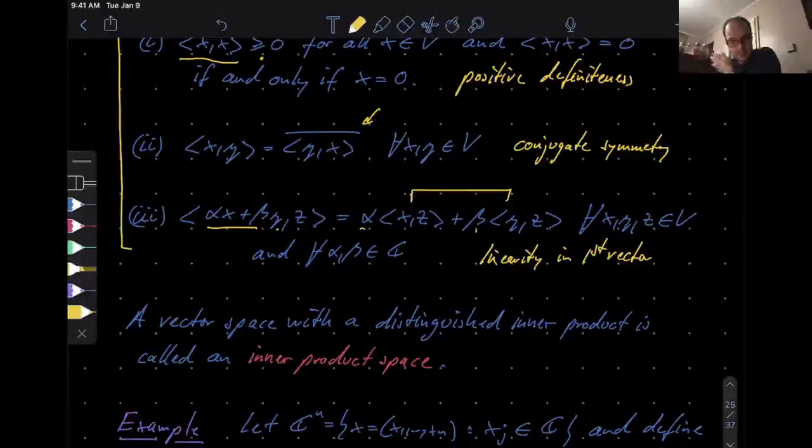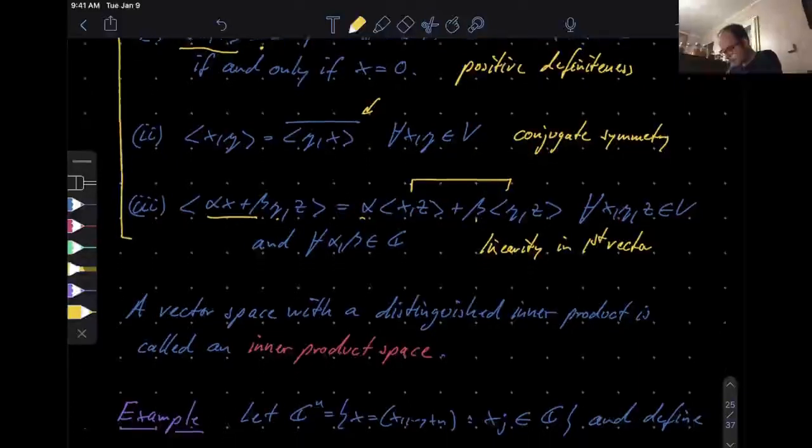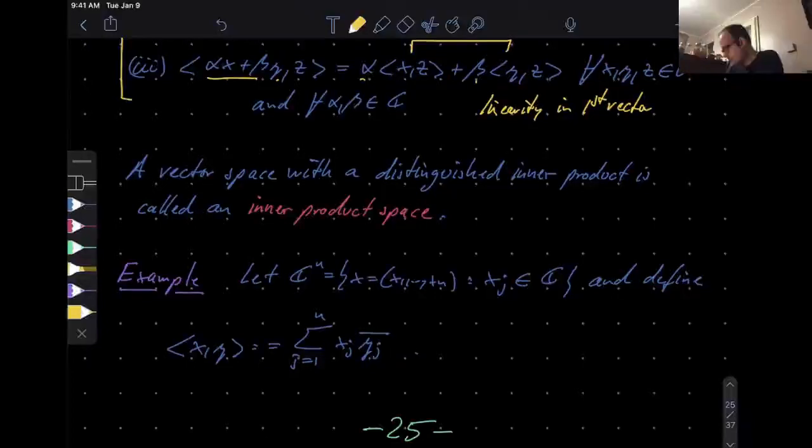Some authors do it in the first vector, like I do it here in this class. Other authors do it in the second vector. As long as you are consistent, all the theory is the same. It doesn't matter at the end of the day, but you have to apply it consistently throughout. Okay, good. Few examples. These are standard examples known from linear algebra, so I can go rather quickly.